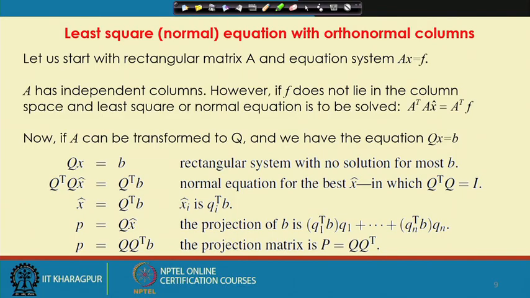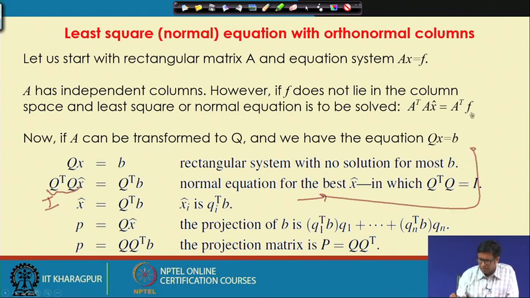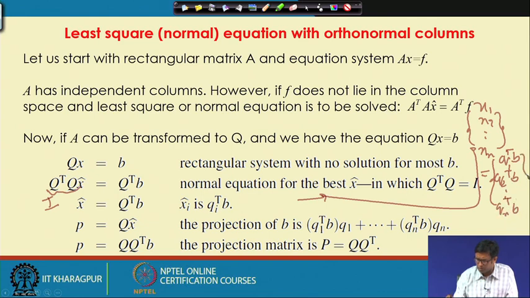The normal equation is Q transpose Q x tilde = Q transpose b. For the best x tilde, we can now say that Q transpose Q is equal to I, because Q has orthogonal columns. So, the normal equation reduces to x tilde = Q transpose b. So, we have the solution: x1, x2, up to xn is equal to q1 transpose b, q2 transpose b, and so on up to qn transpose b.